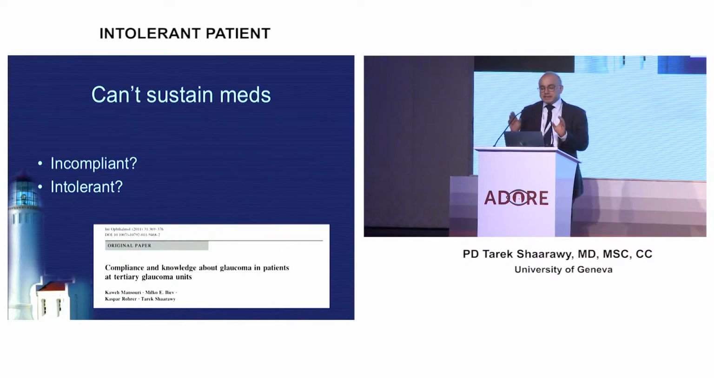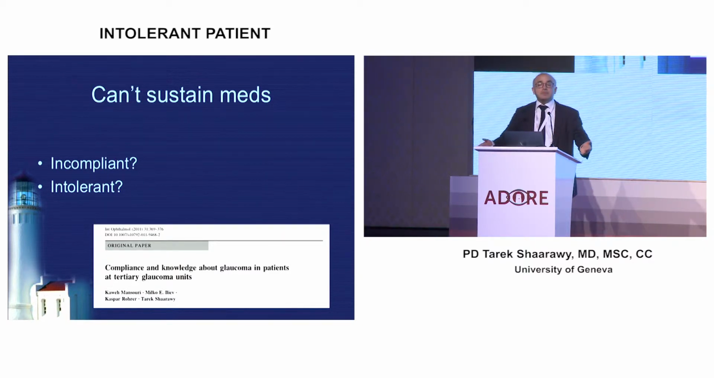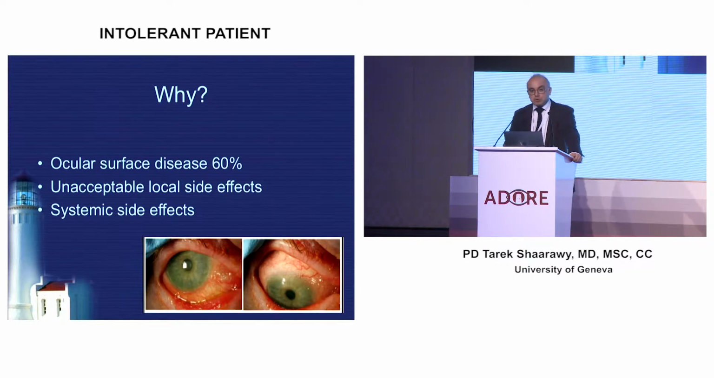We have to distinguish between an incompliant patient, a patient that is not taking his medications, and who you can influence directly or indirectly to put some more effort into taking his medications, and an intolerant patient that is unable to take his medications because they're giving him too many complications or side effects. Obviously, a lot of patients that are not complying are intolerant. They are not tolerating the medications, so they are not taking it. So there is an interplay between those two different types of entities when we speak about medications.